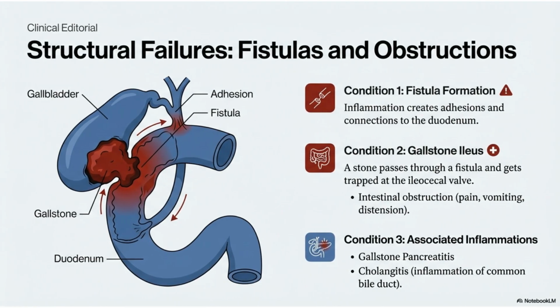Structural failures include fistula formation, where inflammation creates abnormal connections to the duodenum. This can lead to gallstone ileus, an intestinal obstruction. Associated inflammations include gallstone pancreatitis and cholangitis, an inflammation of the common bile duct.